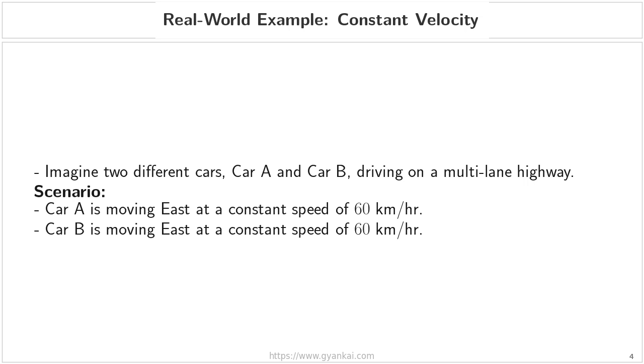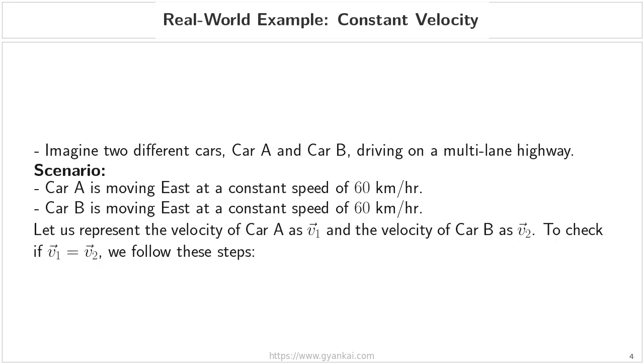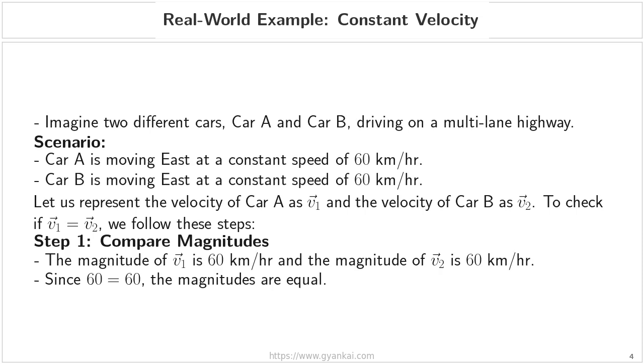Car A is traveling towards the east at a constant speed of 60 kilometers per hour. At the same time, car B is also traveling towards the east at a constant speed of 60 kilometers per hour. To apply our mathematical theory, let's represent the velocity of car A as vector v sub 1 and the velocity of car B as vector v sub 2. To determine if these two velocity vectors are truly equal, we need to follow the two-step verification process we discussed in the previous slide. First, let's perform step 1, compare magnitudes.